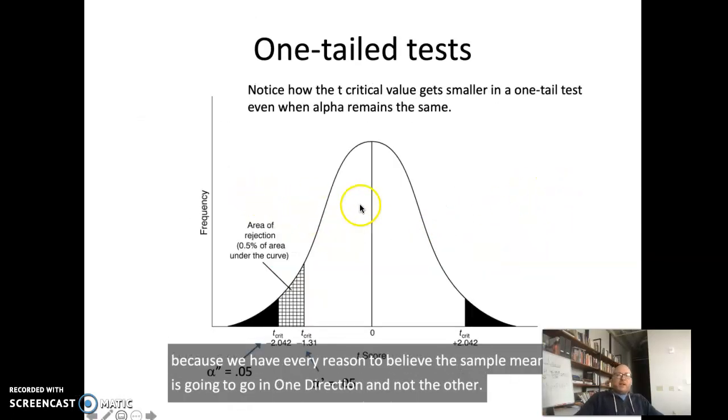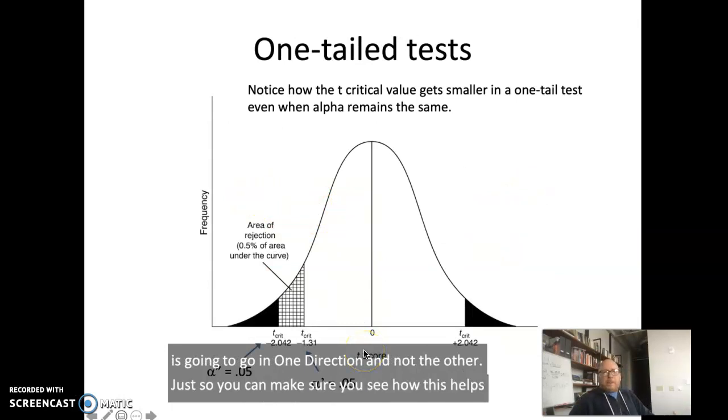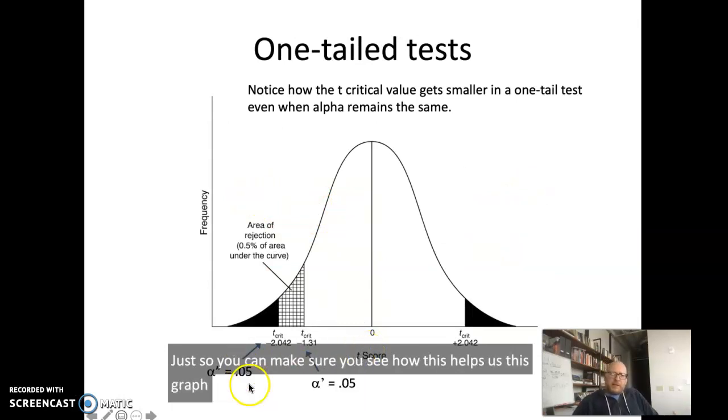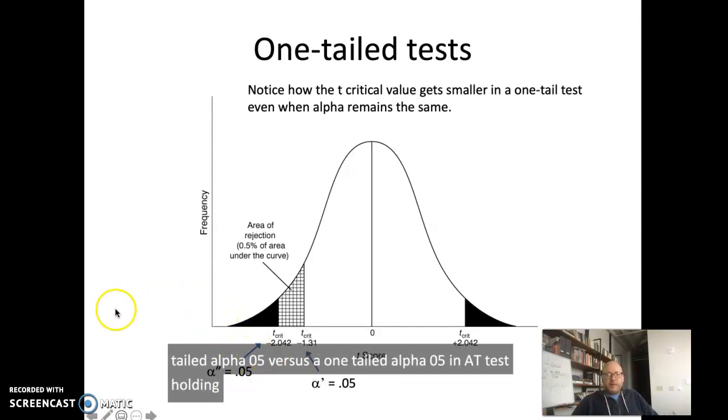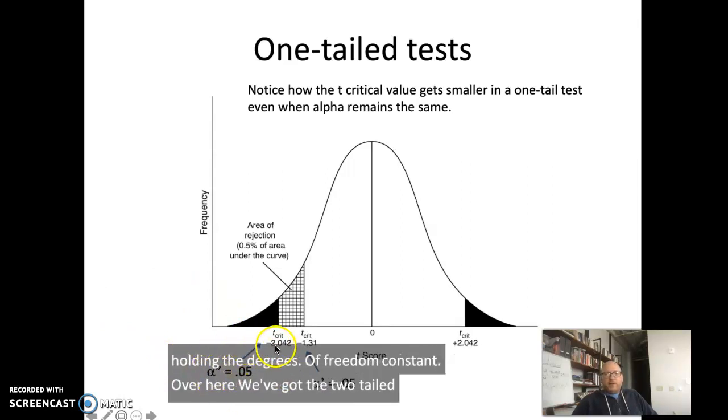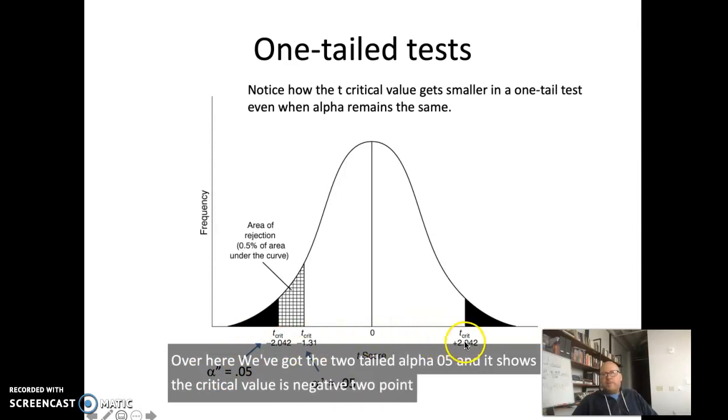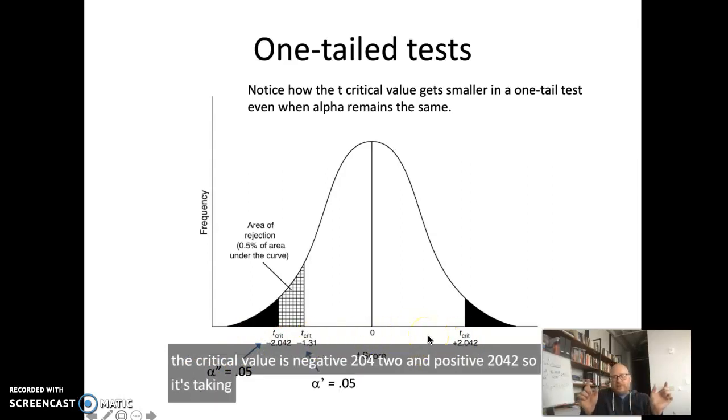Just so you can make sure you see how this helps us, this graph shows side by side what it looks like if you have a two-tailed alpha of 0.05 versus a one-tailed alpha of 0.05 in a t-test, holding the degrees of freedom constant. Over here we've got the two-tailed alpha 0.05, and it shows us the critical value is negative 2.042 and positive 2.042. So it's taken the alpha 0.05 and it's split it in half.